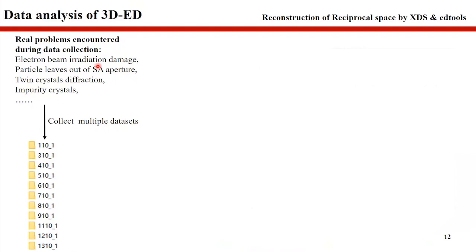That's why for some frames, the intensity is not accurate at all. There is no intensity. And often we would meet twin crystals or impure phases. To overcome this problem, generally, we need to collect multiple data sets to ensure the data quality. And eventually, we could solve the structure.